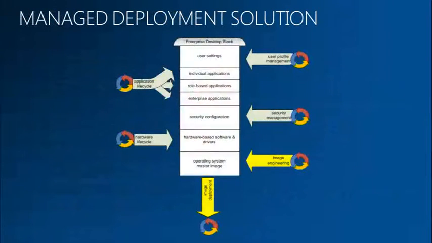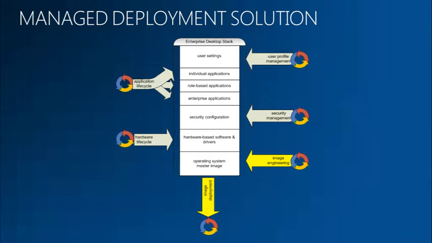So, you've seen this diagram before. It's Microsoft's idea of a managed deployment solution. It's very much layered like a wedding cake. We start at the bottom with an operating system master image, and that can be the master image that's directly off the Windows 7 DVD, or it could be something that you engineer in an image engineering lab, that has your customizations and your changes for your environment.